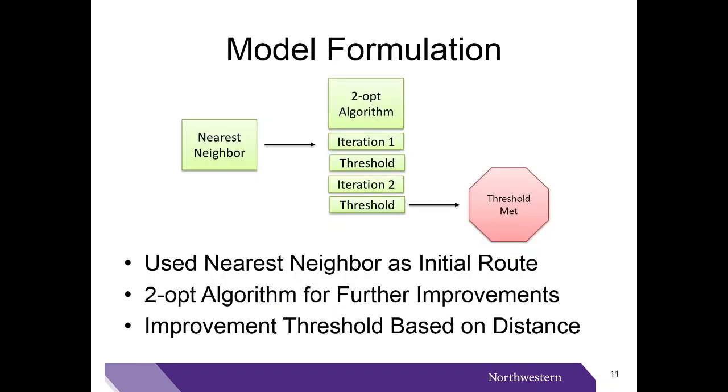The final model formulation had three main parts. First, the model implements the nearest neighbor algorithm. Second, the model implements the two optimization algorithm. And third, the model uses an incremental improvement threshold to implement the hill climbing technique to avoid a local minimum. Once the threshold is met, the model terminates with its optimum solution.